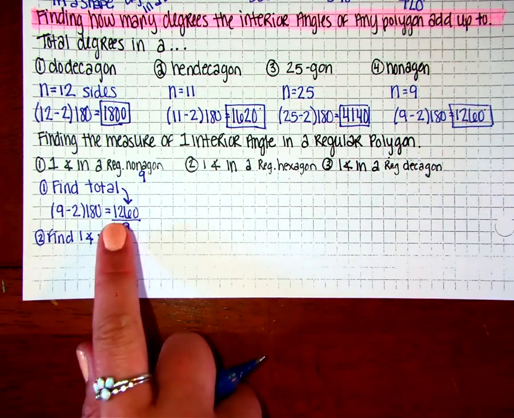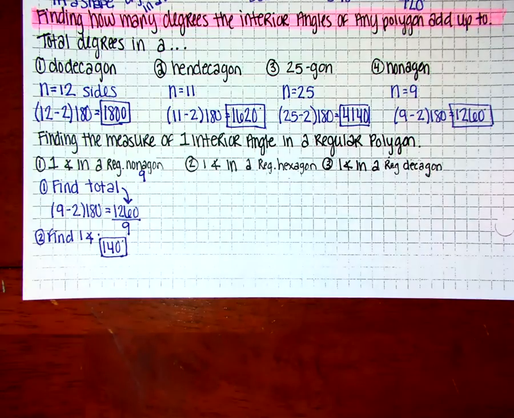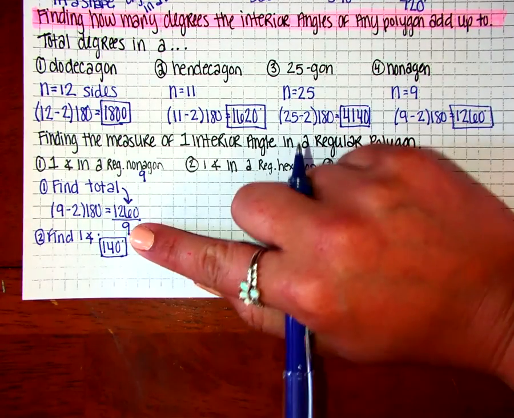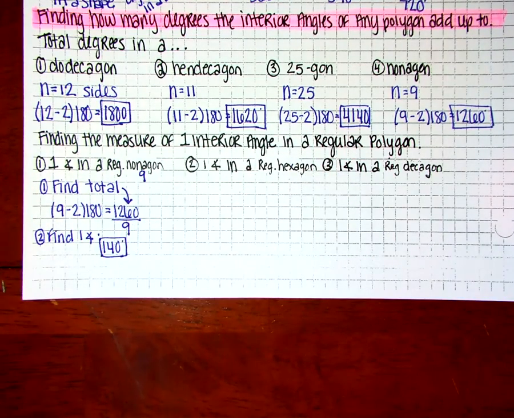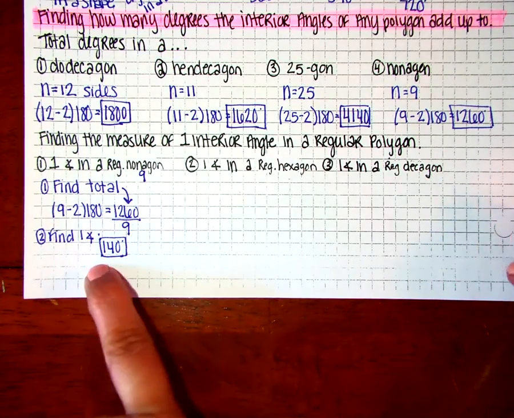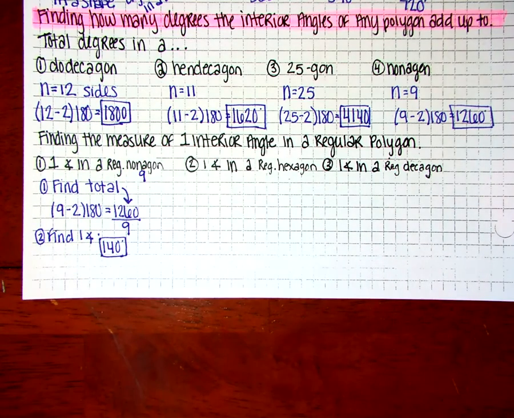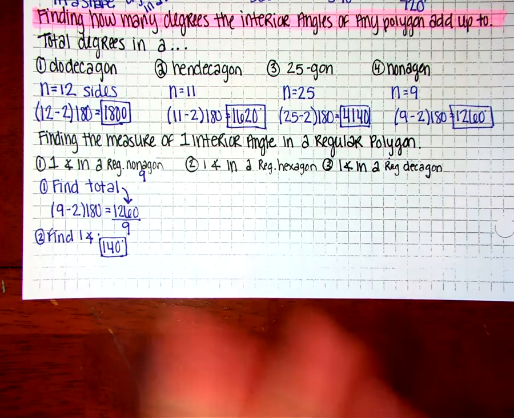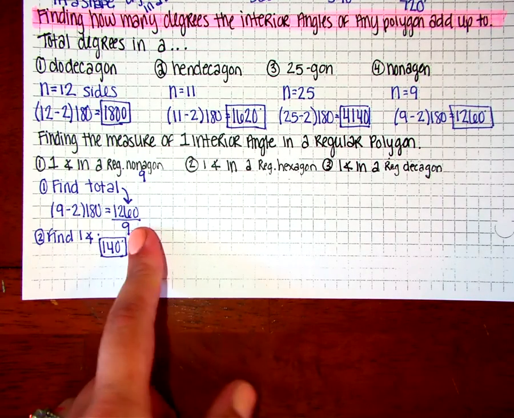Okay, if I have 1,260 chicken nuggets and I've got 9 friends, that's a lot of friends to have, you know? I want to break that up evenly. I would divide my total by how many friends I have, and then we would each get our share. So mathematically, you're using the same formula to find one angle measure, but in order to do that, you just divide.